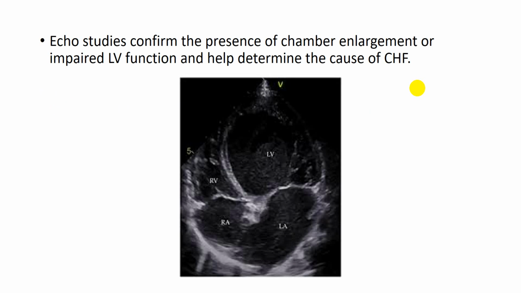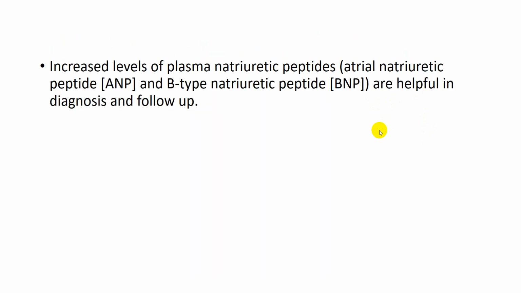Again, echo study confirms the presence of chamber enlargement, impaired LV function, any hemodynamic sequelae and complications of congestive heart failure and severe LV dysfunction, for example, a thrombus, valvular lesion, structural lesion, okay? So the echo is important in the diagnosis of congestive heart failure and assessment of heart failure. Also, plasma natriuretic peptides, atrial natriuretic peptide and beta natriuretic peptide, are helpful in the diagnosis, in the follow-up, and in response to treatment.